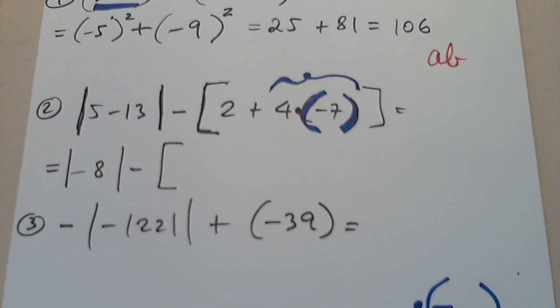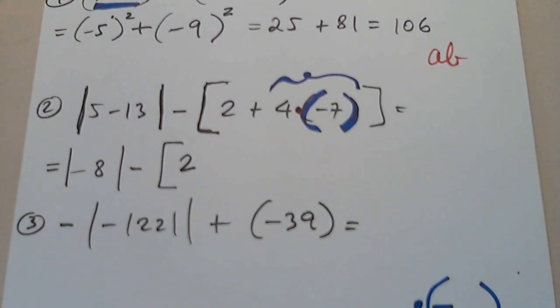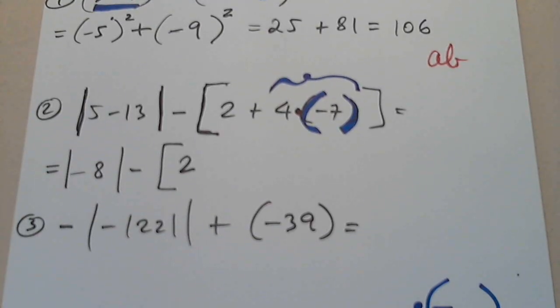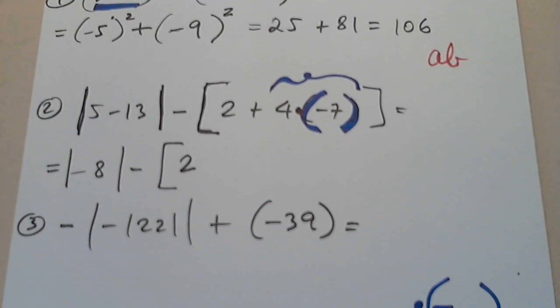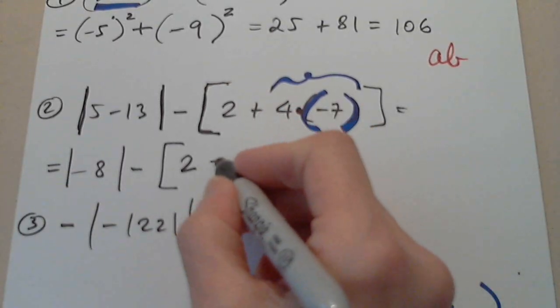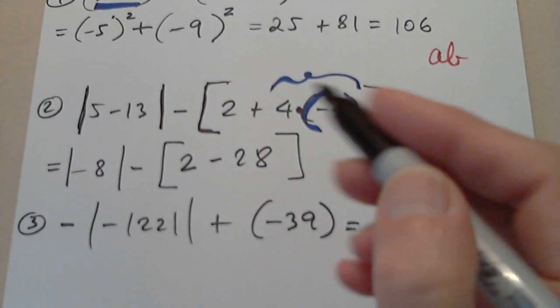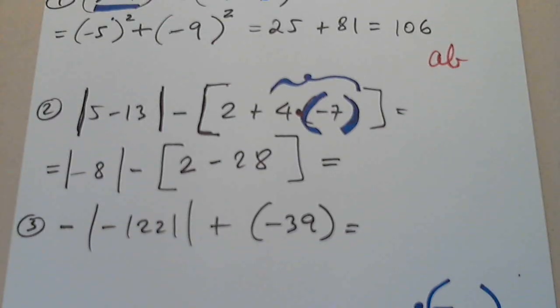So we copy the 2, and then what do we write? When we multiply a positive by a negative, what do we get? Do we all agree with -28? Thank you, Rachel. Do we all agree with -28? Okay, good.